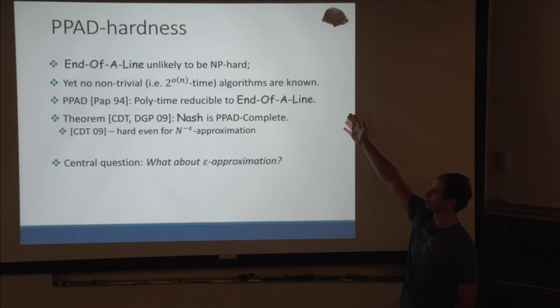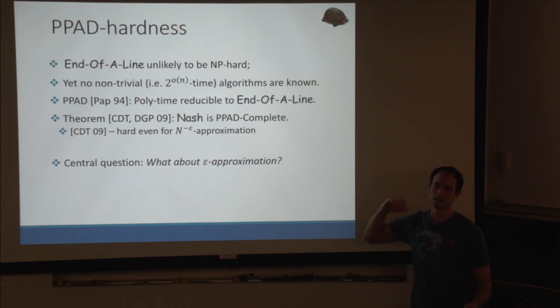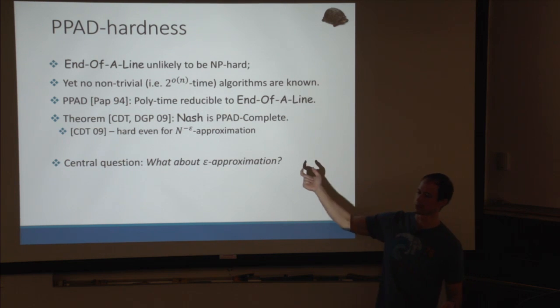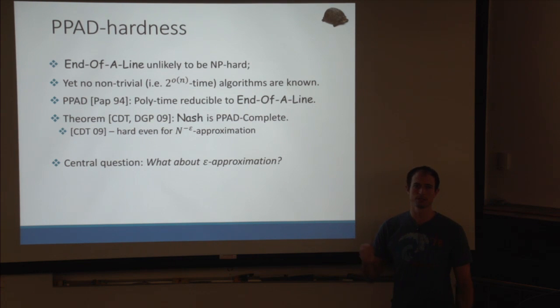Like I said yesterday, the class that's everything that's polytime reducible to end of a line is called PPAD. And finding a polynomial approximation of Nash in two-player games is PPAD-complete. And there was a central open question of what happens if you want epsilon approximation for any constant epsilon.